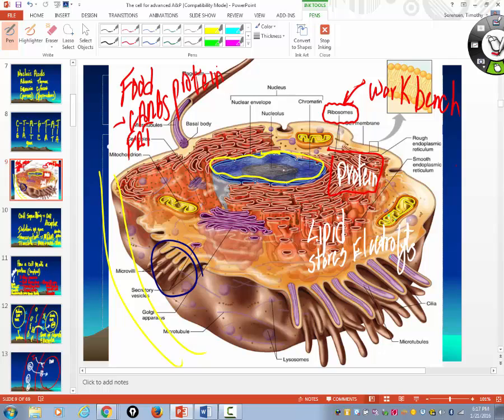What's left? The carb. And where you make people carbs is in the Golgi apparatus.